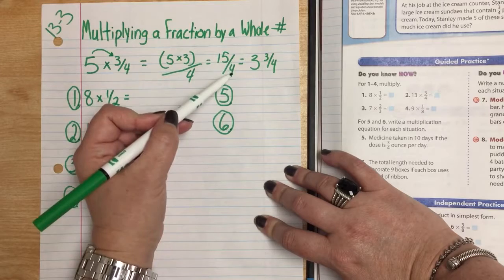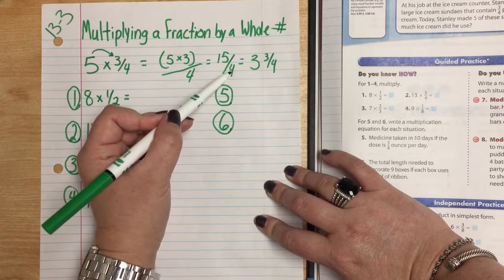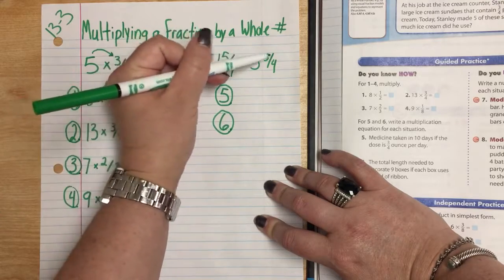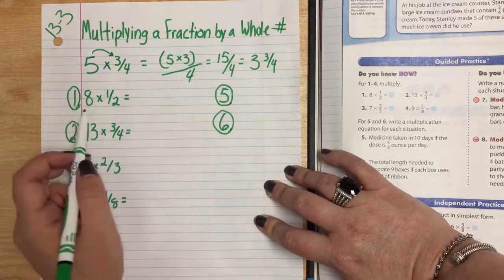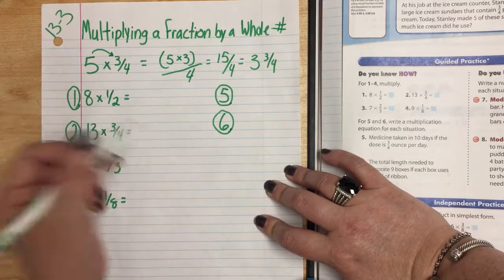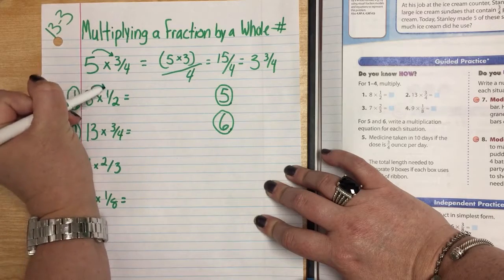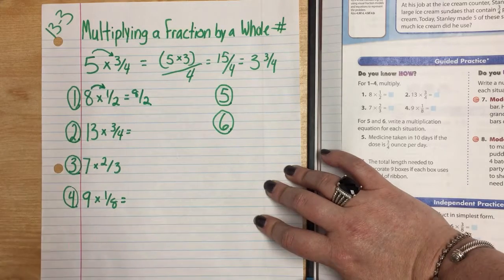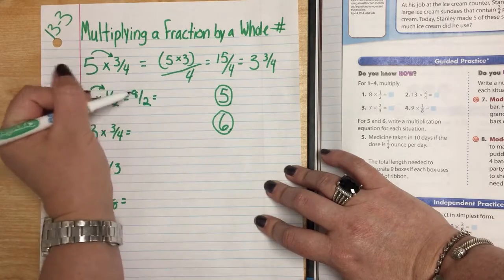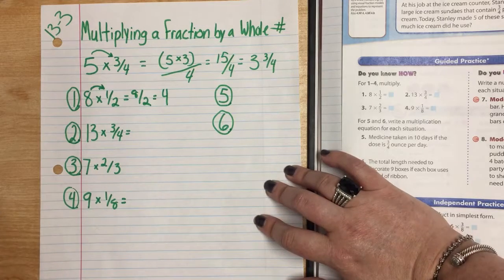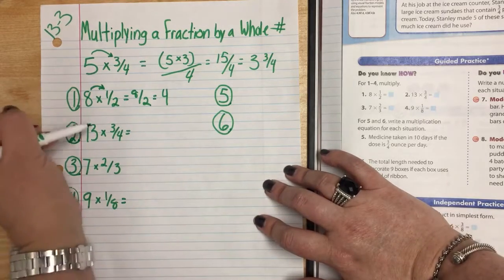Well, hey, guess what? I remember this. We've already done this. I have to make this a proper mixed fraction. 3 and 3/4. So when I'm doing this with 8 times 1/2, it stays over 2. I just multiply 8 times 1, so that becomes 8 over 2. Now I just need to properize. 2 can go into 8 how many times? 4. Ta-da!